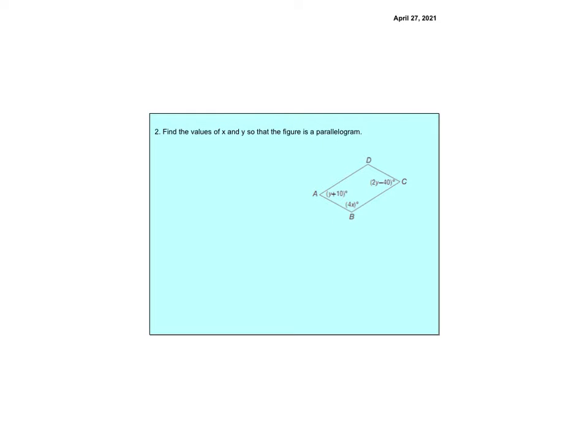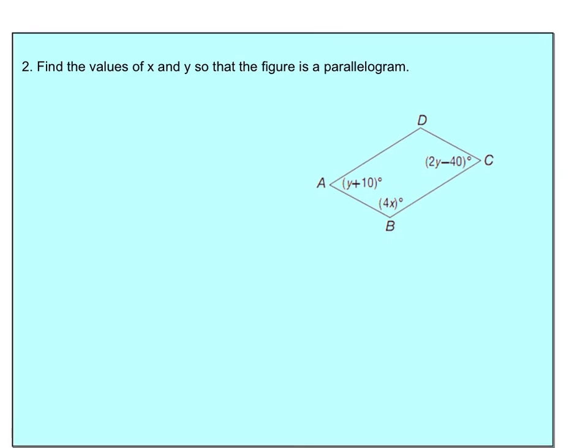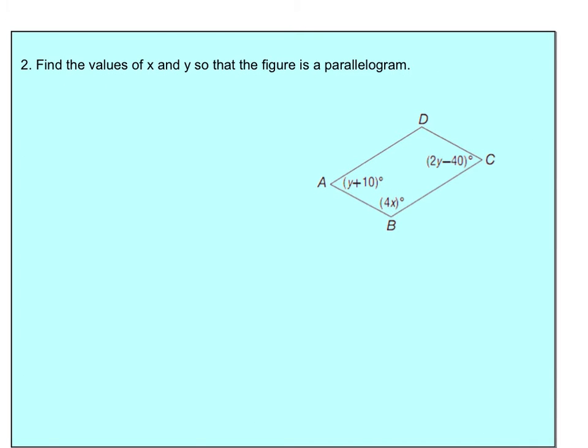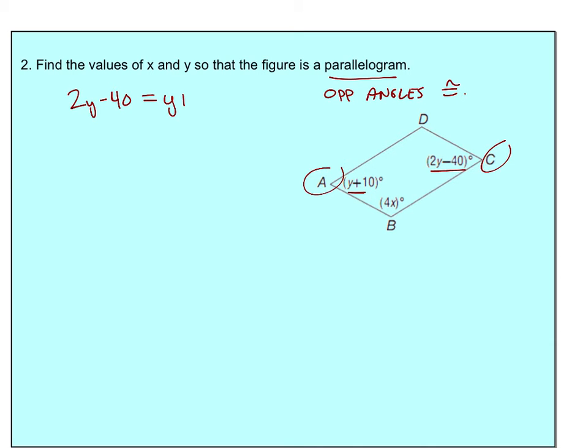Oops, skipped one. So now here, find the values of x and y so that the figure is a parallelogram. So right away what I'm looking at is A and C. They're across from each other. I know in a parallelogram, the opposite angles are congruent. So 2y minus 40 is going to be equal to y plus 10.